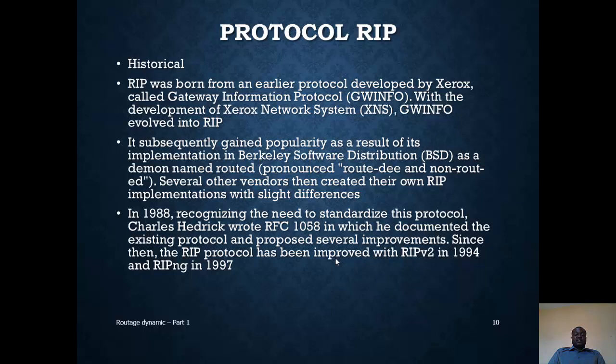So in 1988, recognizing the need to standardize this protocol, Charles Hedrick wrote RFC 1058, in which he documented the existing protocol and proposed several improvements. Since then, Routing Information Protocol has been improved with version 2 in 1994, and RIPng was implemented in 1997.